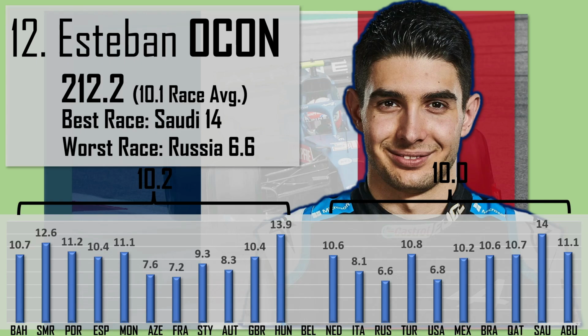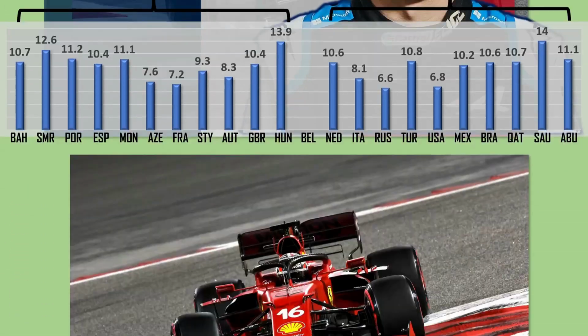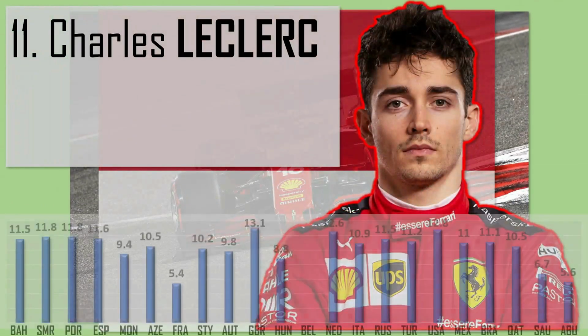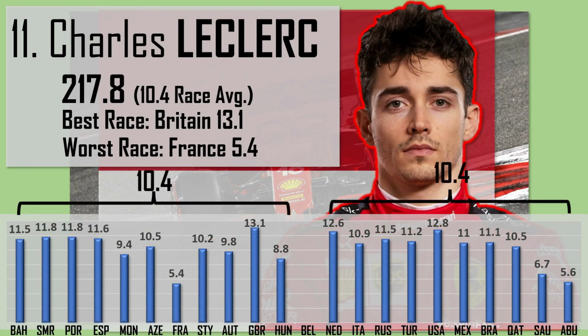And then we head to the fringes of the top 10. We go to Charles Leclerc in the Ferrari. Leclerc ended up scoring 217.8 with a 10.4 race average, with a best race result of Britain securing a P2 with 13.1 and a worst race result of France scoring 5.4. With Leclerc having the same race averages in the first half of the season compared to the second half.